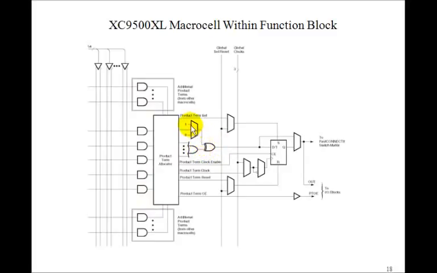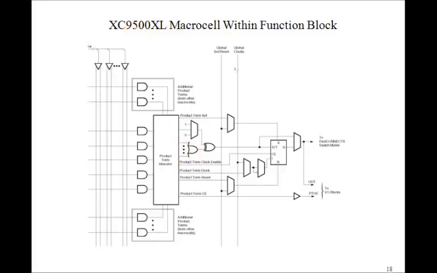Here's an exclusive OR gate. You'll notice this is a little multiplexer. We'll talk about multiplexers in future lessons. But this becomes a controlled inverter. You remember how exclusive OR gates can be a controlled inverter, so you can either invert the output or not. This little block happens to be a flip-flop. We'll talk about flip-flops in later lessons as well. So this is the macro cell for the 9500 series of CPLDs.